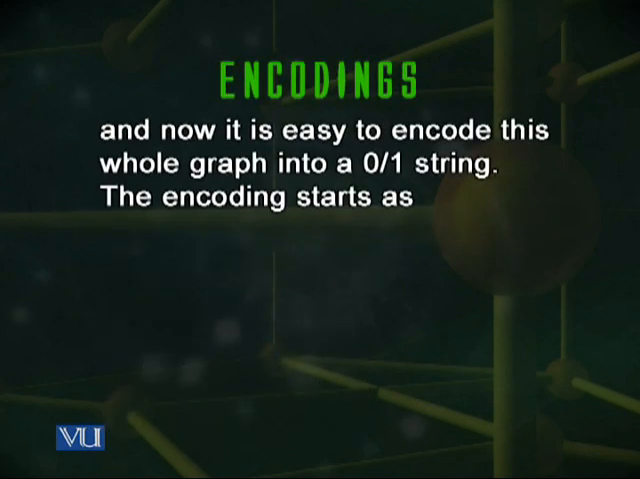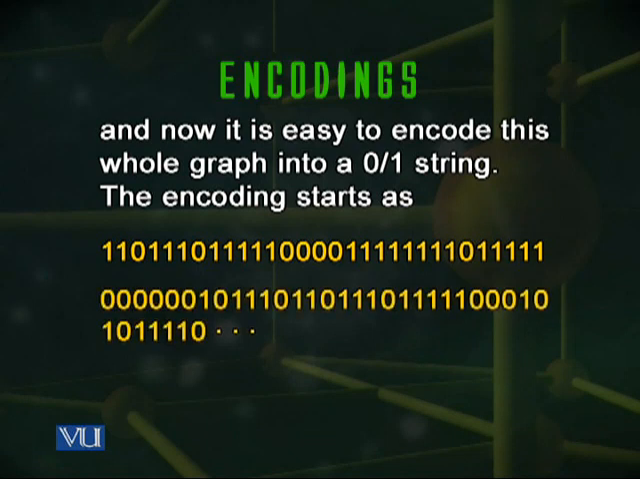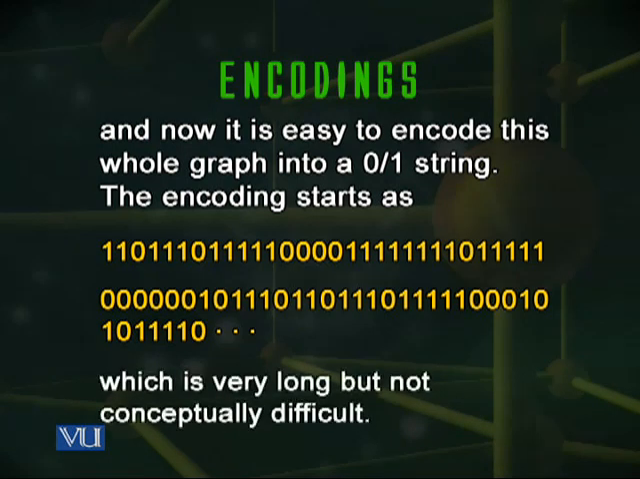Each number is simply encoded in binary, and the whole encoding of this graph turns out to be the long 0, 1 string that is written on the screen for you. As you can see, this string is very long, even for a very small graph. And it looks very complicated, but conceptually it's very simple. You can simply go through this string and decode the graph.